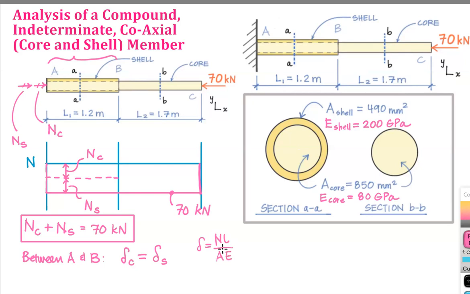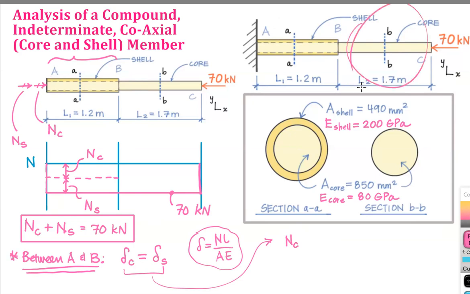My next step is to take the axial deformation delta, expand it using our equation for axial deformation, NL over AE, and I'm ready to plug into this relationship. So my normal force in the core, and of course all of this pertains to the section of this coaxial member that's between A and B only. So I'm not looking at this part of the problem yet. So I could do N sub C, L sub C over A sub C, and E sub C equals N sub S, L sub S over A sub S, and E sub S.